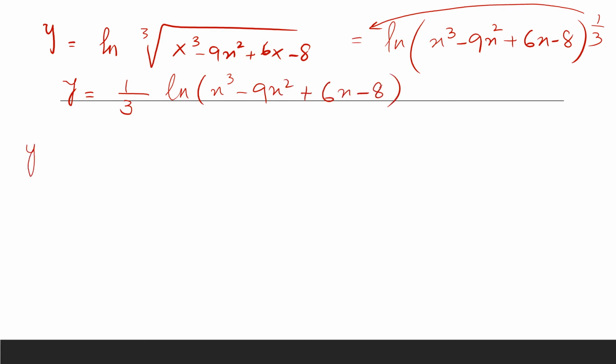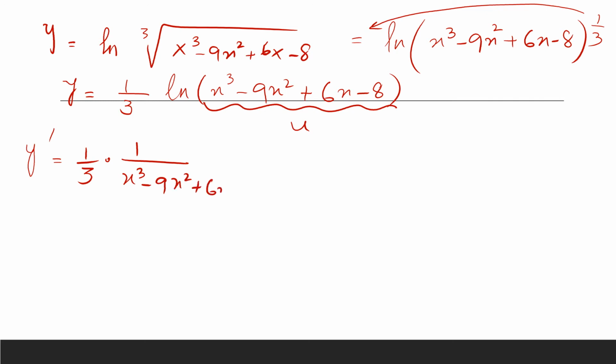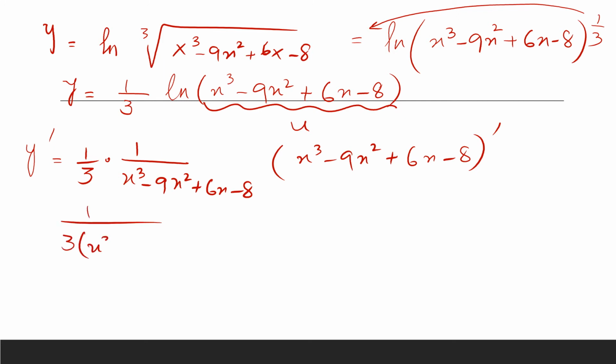Now take the derivative by using the constant multiple rule along with the logarithmic formula. So 1 over 3 stays as it is, and this whole thing is your u. Here you apply the formula u prime over u. So 1 over u is x cube minus 9x square plus 6x minus 8, and u prime is the derivative of x cube minus 9x square plus 6x minus 8. Now complete this: 1 over 3, write x cube minus 9x square plus 6x minus 8.